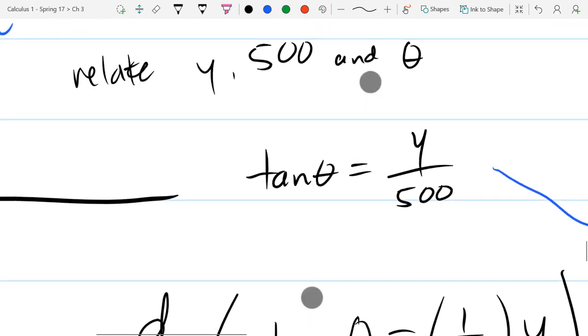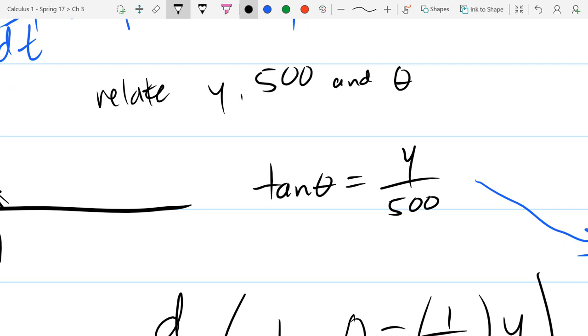And how else can you get the height? You got it right here. You just plug in pi over 4 for theta, and you'll get the height right away. Tangent pi over 4 is 1, so 1 equals y over 500. So y will equal 500.